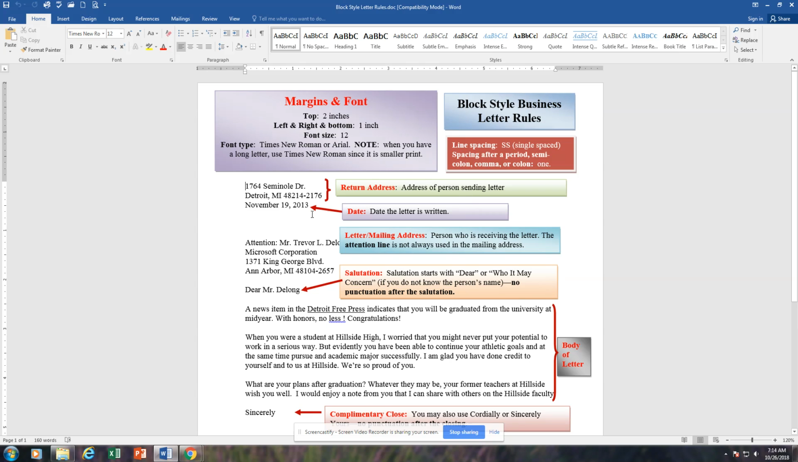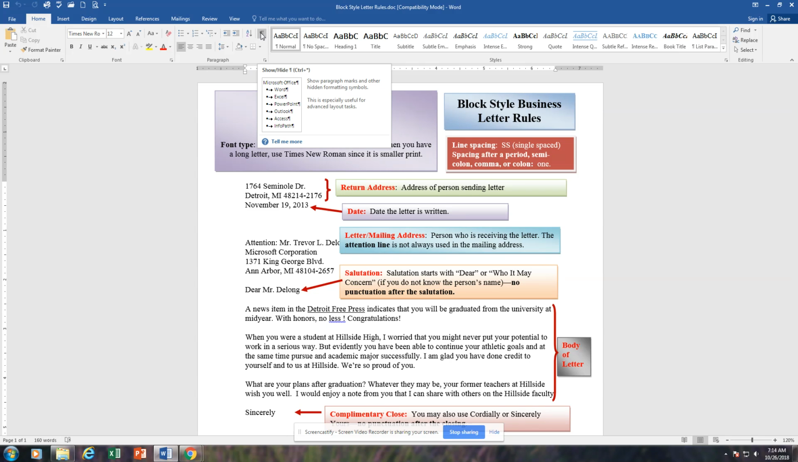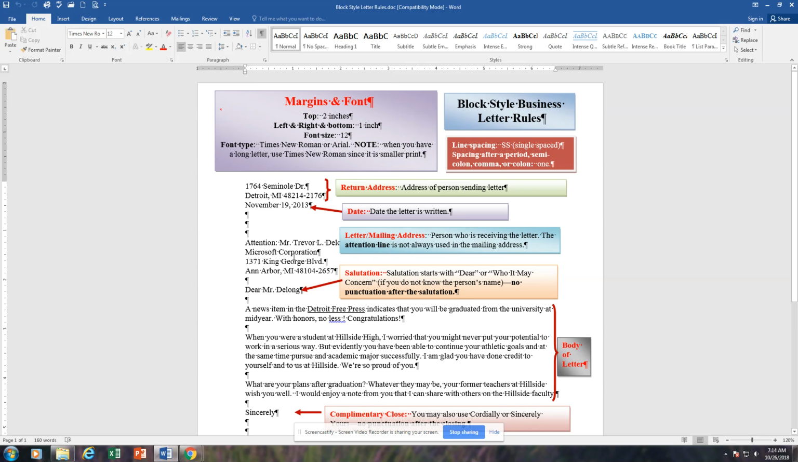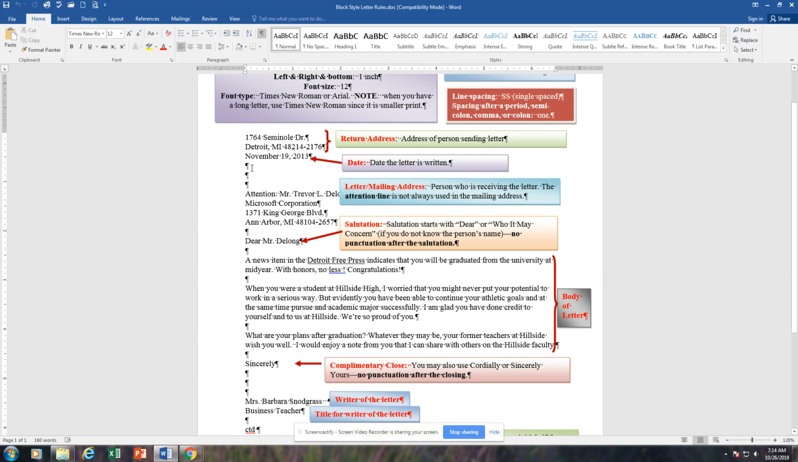The first thing you do when you open up a letter is go up to your formatting marks underneath your paragraph ribbon, and turn those on. You need to be able to see the line spacing. What that does is allow you to see the spaces between your lines, and it also shows you the spaces between each letter.